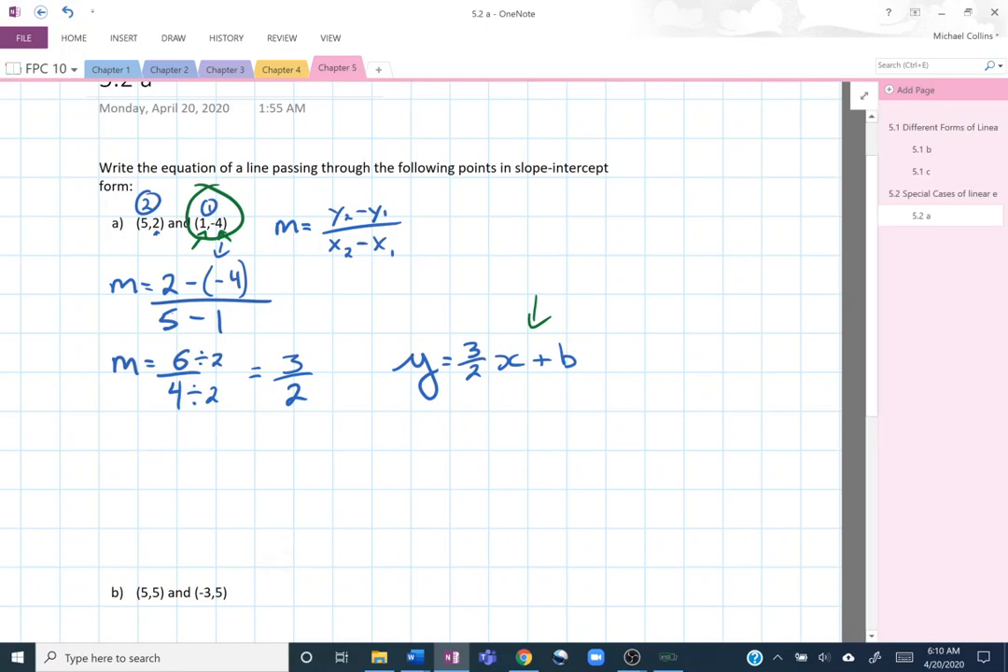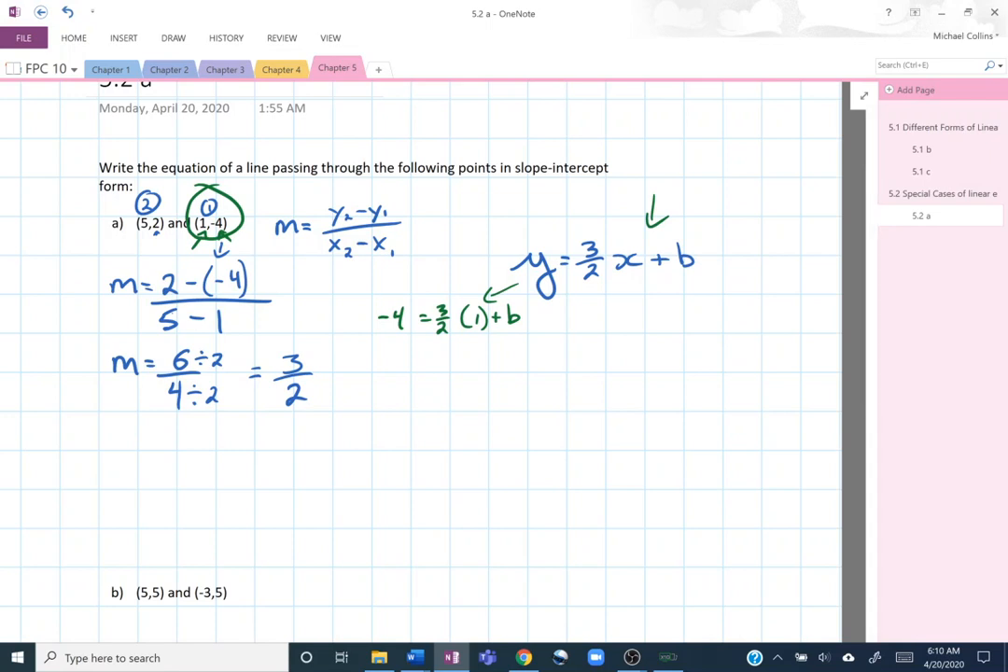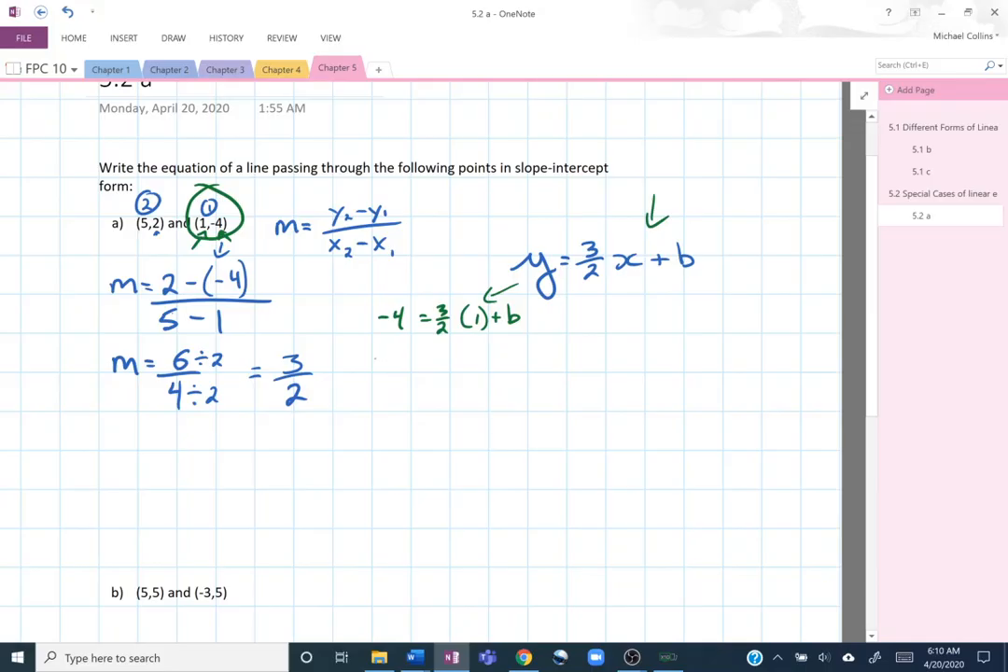Let's just take this and move it up a little bit so I have some more space. My y value, negative 4, is equal to 3/2 times my x value, 1, plus b. And notice now how I have an algebraic expression with one unknown. We should be able to solve it. First thing we should do, just about every single time we're doing algebra, is simplify. 3/2 times 1 is just 3/2. So I get negative 4 is equal to 3/2 plus b.